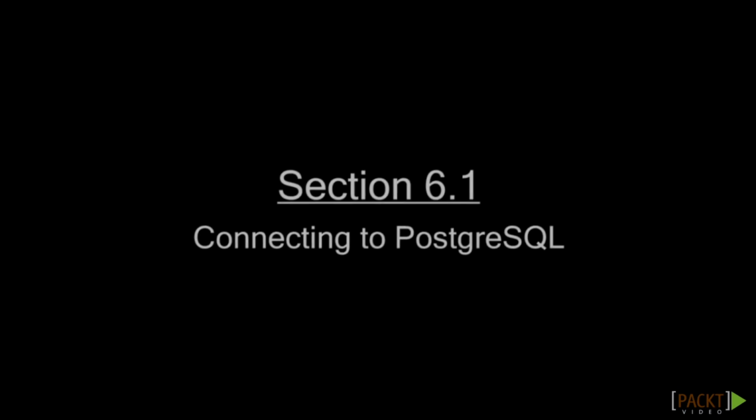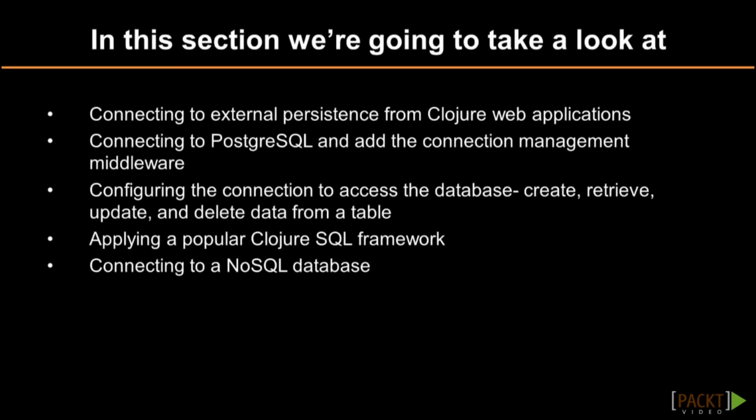In this section, we'll learn how to connect to external persistence from Clojure web applications. We will first connect to PostgreSQL and add the connection management middleware. Then, we will configure the connection to access the database, create, retrieve, update, and delete data from a table.